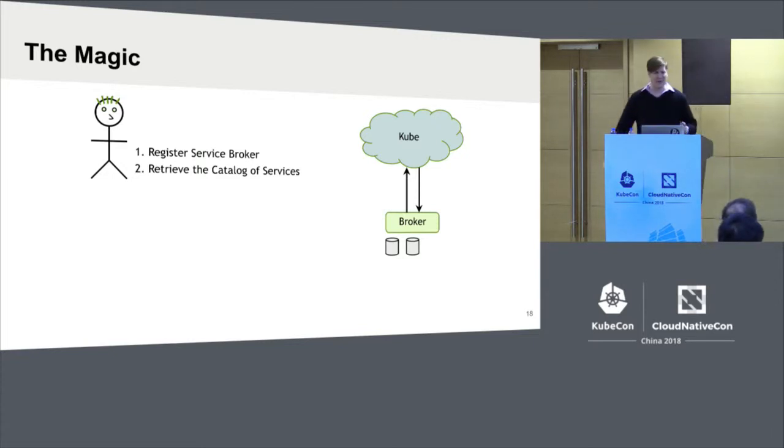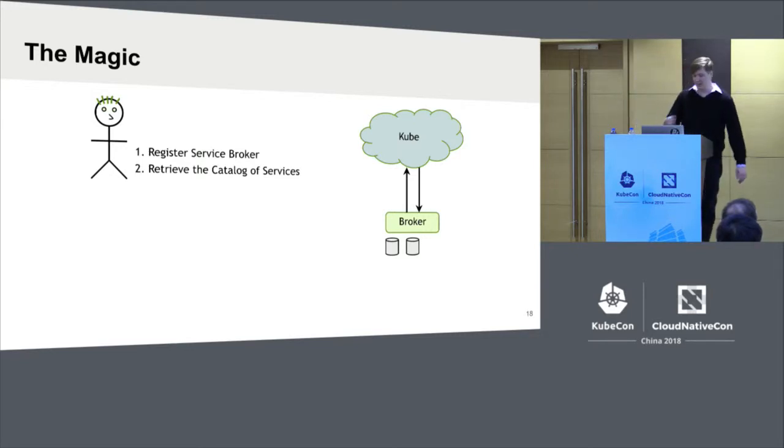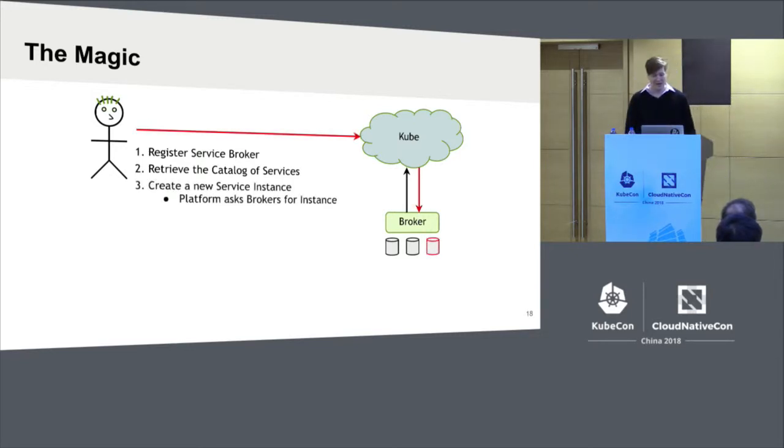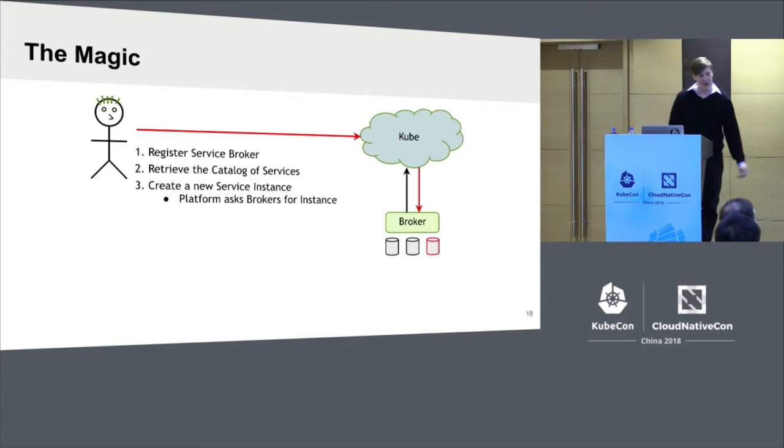And when that user figures out, they're like, okay, I want a database, this specific class, this specific plan. They're going to say, Service Catalog, create me a new service instance. And then the Service Catalog is going to go and issue a request to the broker saying, provision me a service instance with these specific class and plan. It's going to go and tell the broker that.